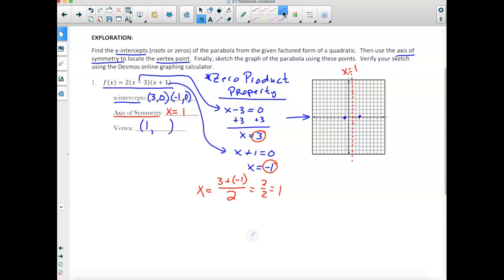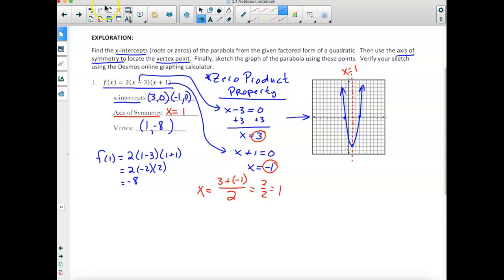So now to find the vertex, I'm going to say, what is f of 1? F of 1 is 2 times 1 minus 3 times 1 plus 1, which is going to be 2 times negative 2 times 2, which is 2 times negative 2 is negative 4 times 2 is negative 8. So when I plug a 1 in, I get a negative 8 out. There's my vertex. So I'm going to say 1, negative 8. It is right smack dab on that axis of symmetry. And I'm going to connect those. I said they're not V's, but when they're skinny like that, they're hard not to make look like V's.